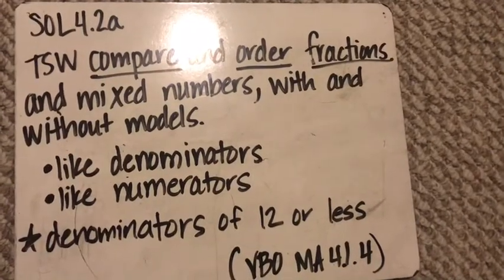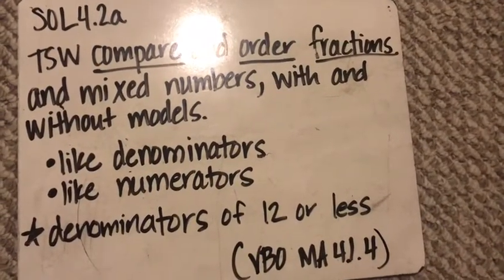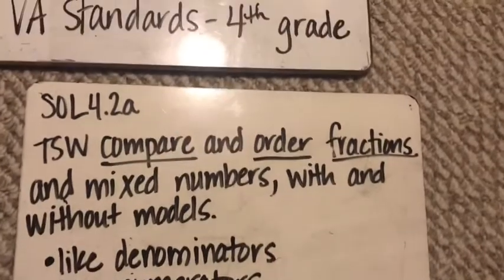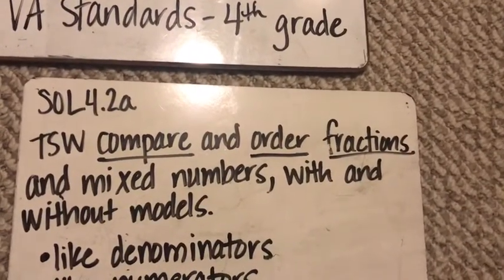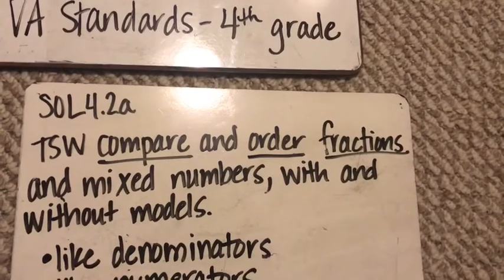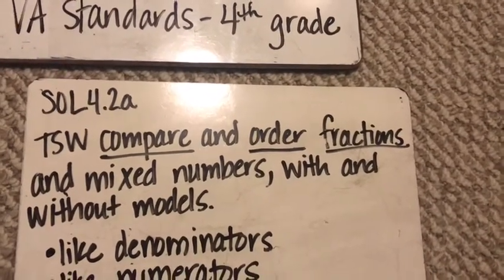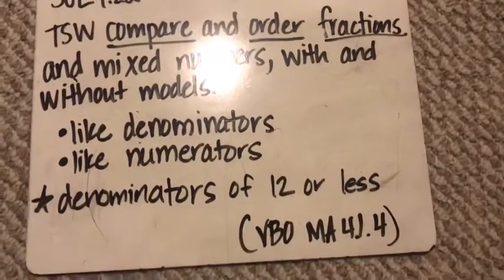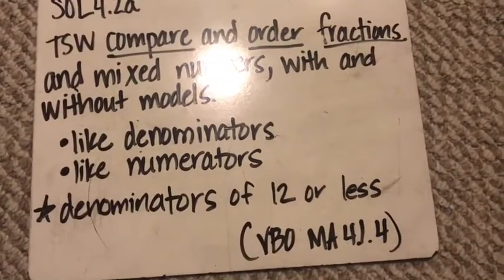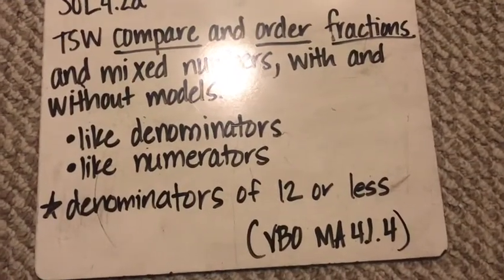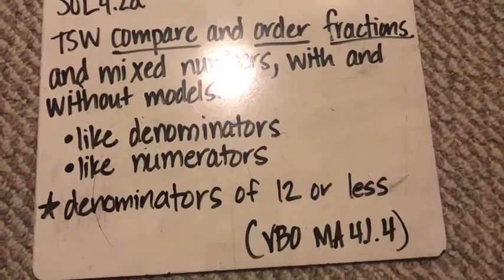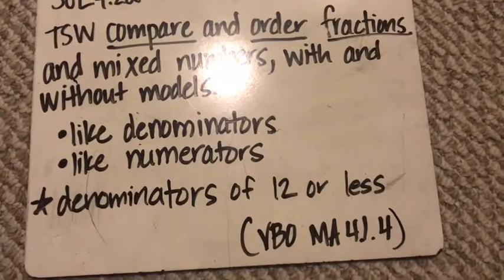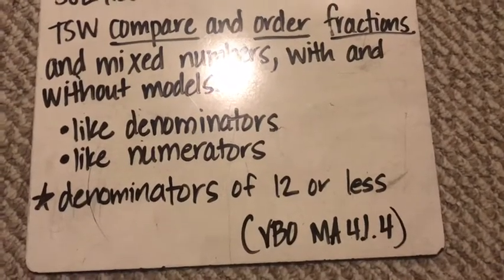There are other reasoning strategies I will make other videos for. I don't usually do comparing and ordering together. I usually do compare with all my strategies first and then bring in ordering, but I'm going to show you both of those today with these strategies. Something important to remember is that when you're presenting students with fractions in 4th grade, all of the denominators should be 12 or less, and this is the aligning Virginia Beach objective.